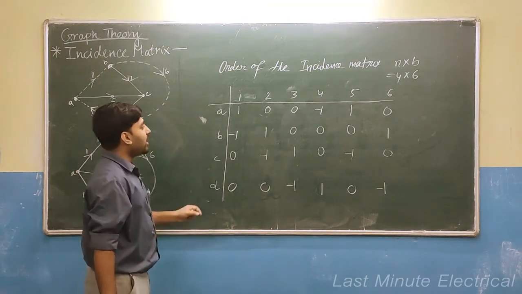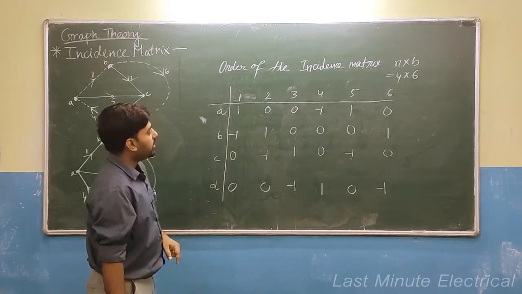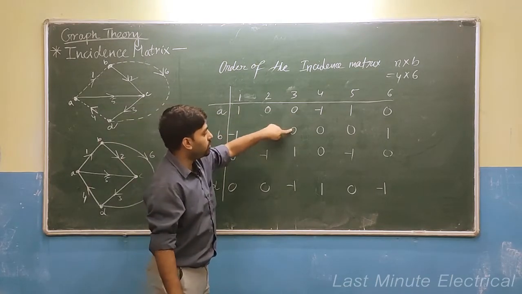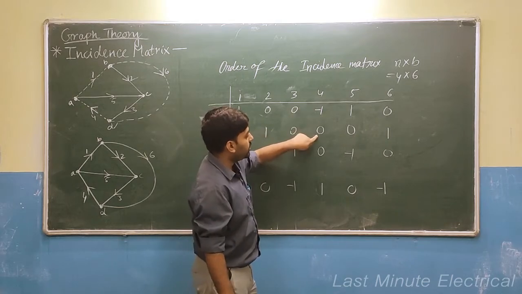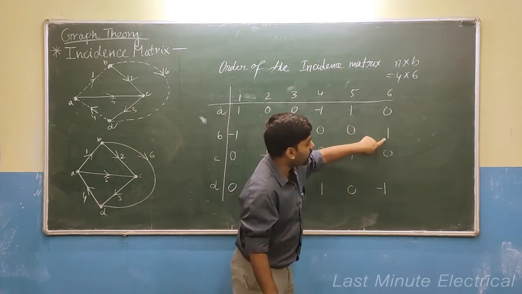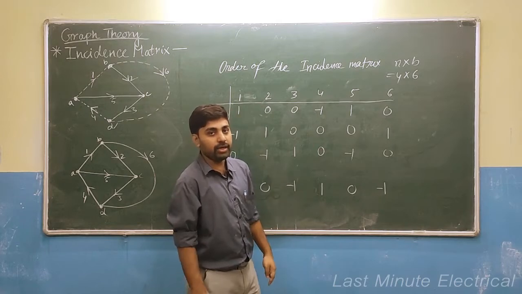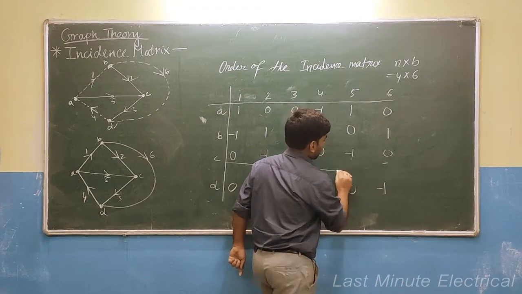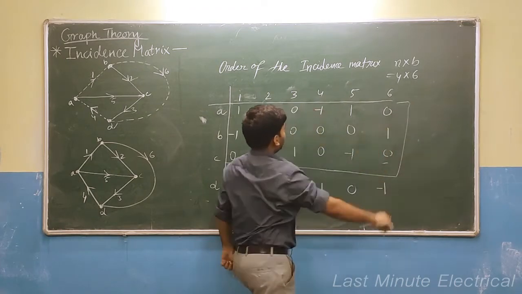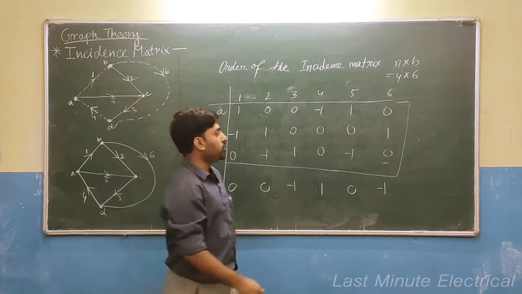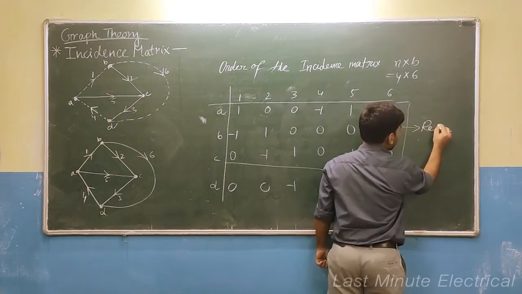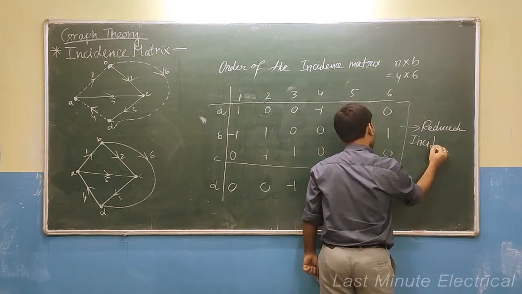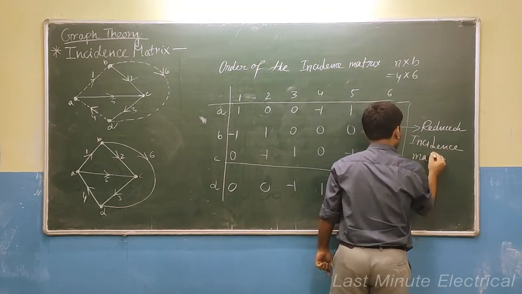There is no space actually in this board. So your reduced incidence matrix will be 1 minus 1 0, 0 1 minus 1, 0 0 1, minus 1 0 0, 1 0 minus 1, 0 1 0. This portion will be your reduced incidence matrix. Okay.